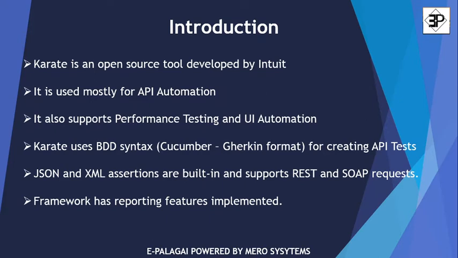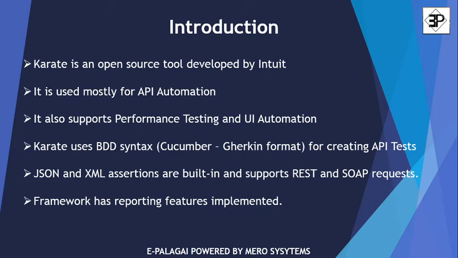So what is Karate? Karate is an open source tool which is developed by Intuit. It is mostly used for API automation, and it also supports performance testing and UI automation. So Karate basically uses BDD syntax. BDD is nothing but behavioral data driven. You would have seen given, when, then in programming, in automation programs. So Karate will also be using the same. It is called Gherkin format and it is supported by Cucumber.